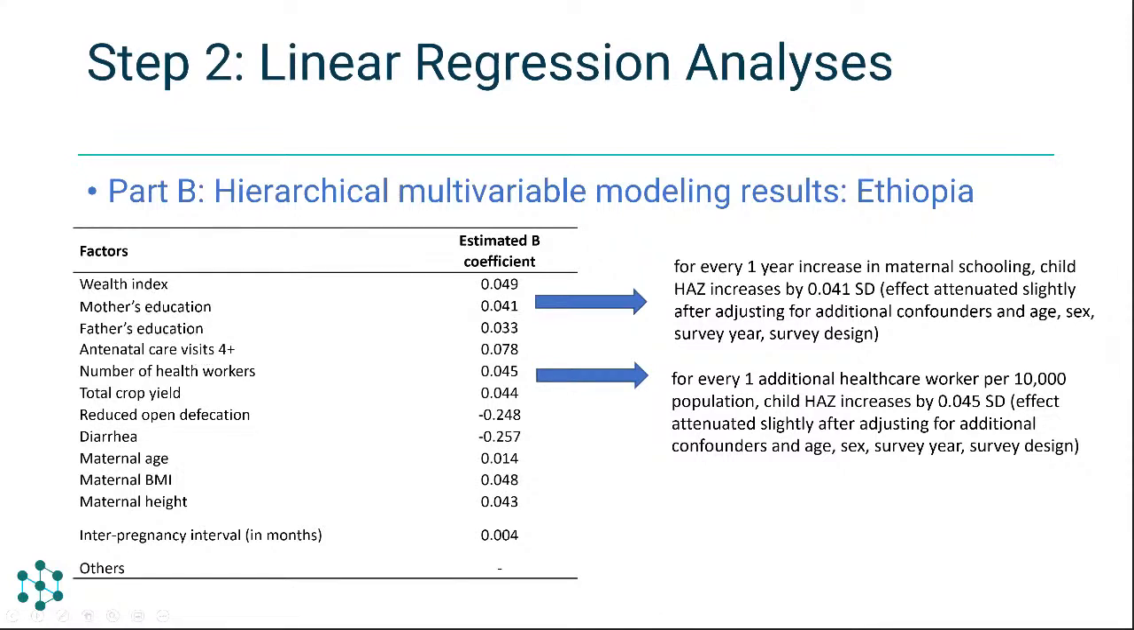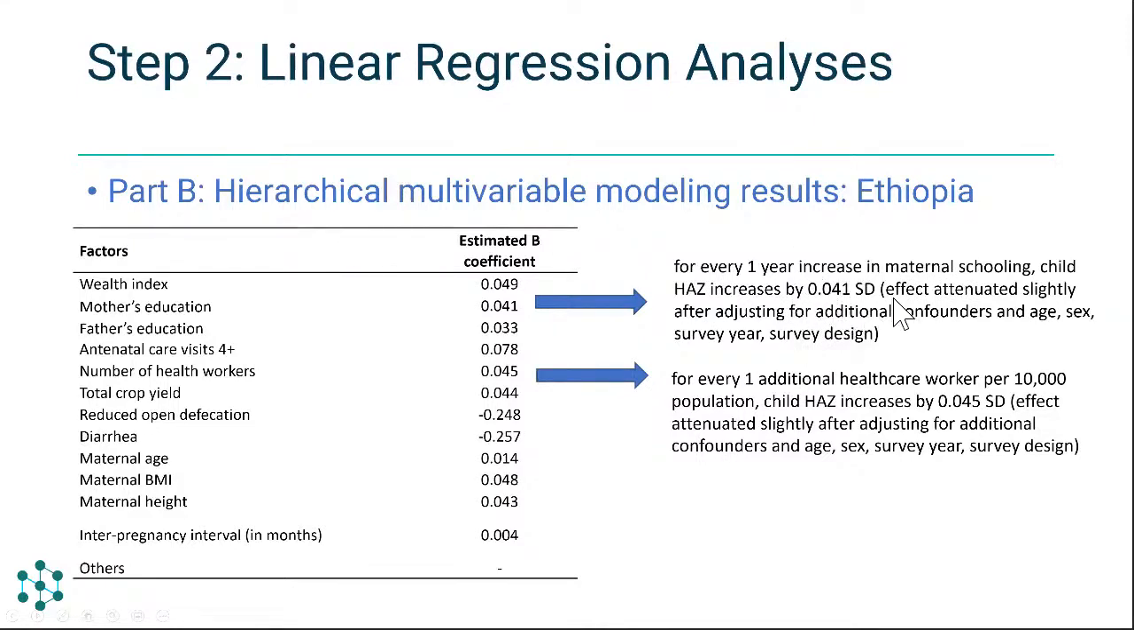So they're adjusted for confounders even more so than they would be in the bivariate analyses. And then at the proximal level, we had diarrhea, maternal age, and then maternal BMI and height and interpregnancy interval remain in the model. So I wanted to do a simple interpretation with you for mother's education, which we saw earlier. So now that we've adjusted for other confounders in the model and done the multivariable modeling, it looks like for every 1 year increase in maternal schooling, child height increases by 0.04 standard deviation.